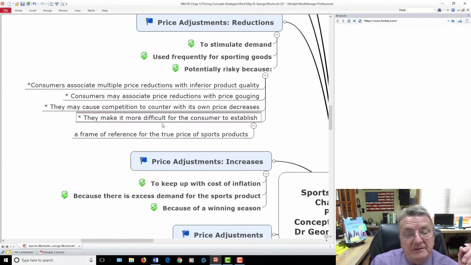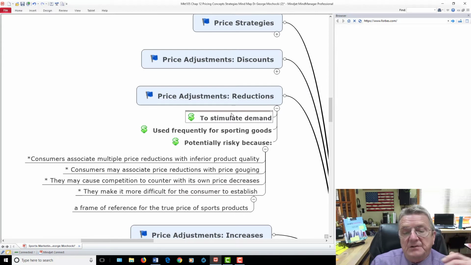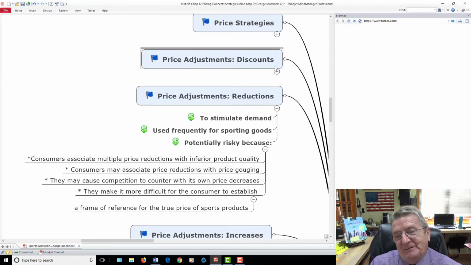Make it more difficult for consumers to establish a frame of reference. You don't want to do that too much because after a while you already know the Cubs' prices are lower, and I expect them to go up. How much more, with all this renovation? It depends on the pricing, and we'll discuss that. I'll find that out when we do our discussion board. I'm recording this before the discussion.